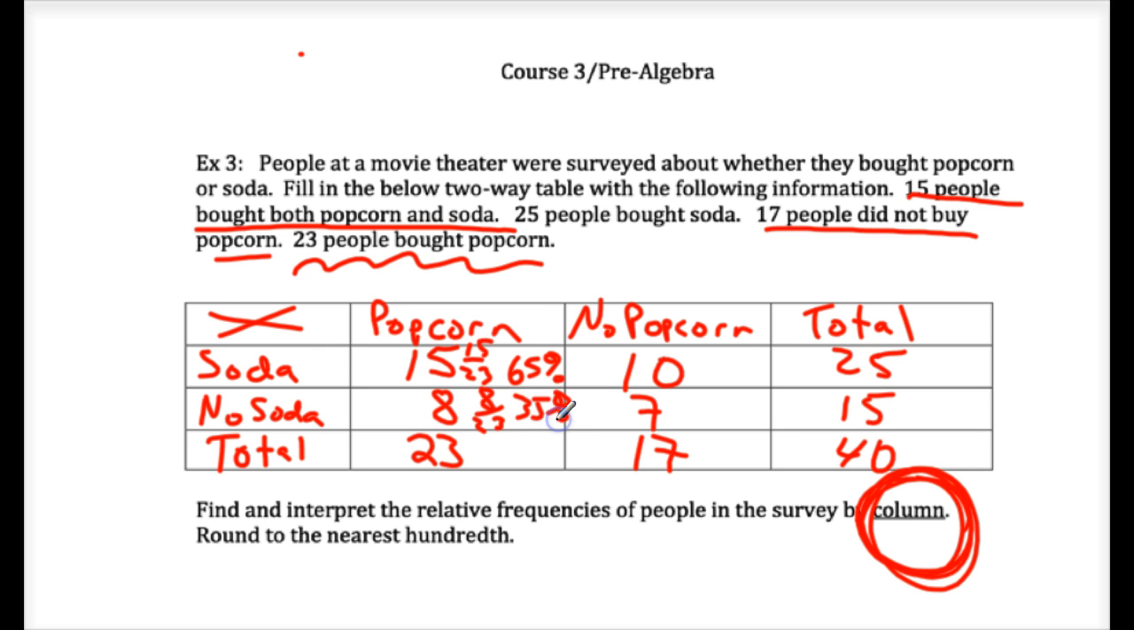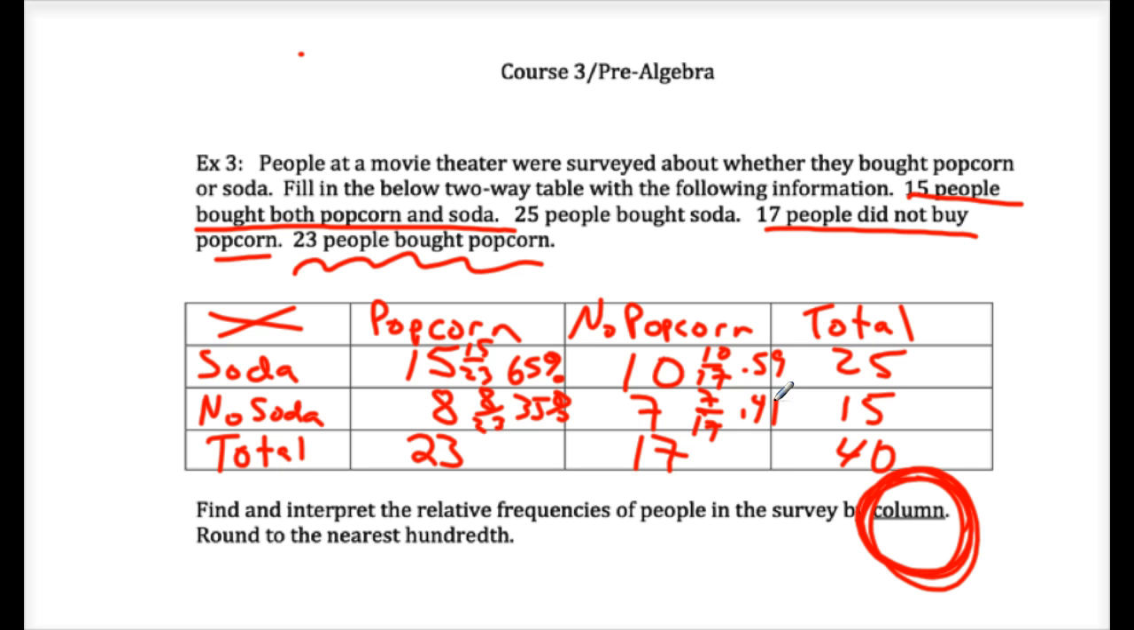35% or 0.35, it's the same thing. Finish filling out your relative frequency, guys, of everything by column. So 10 over 17. That's just your total. You only do this because the 23 would be 23 over 23, which would be 100%. 7 over 17, which I got to be 0.59 and 0.41, or 59%, 41%.